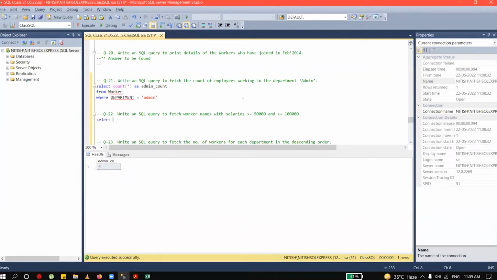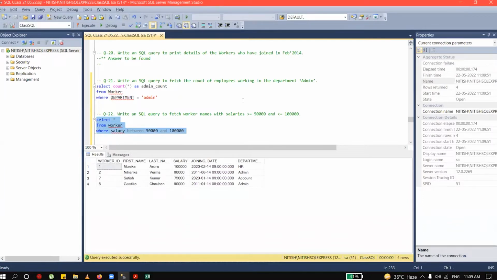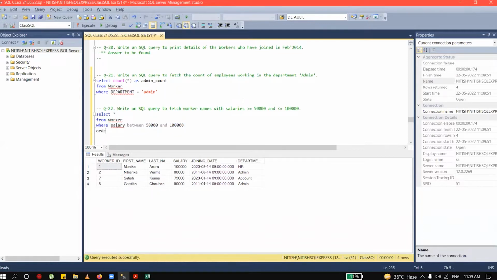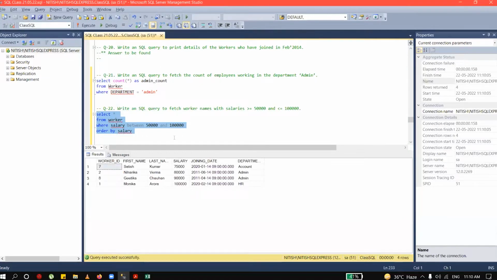Select star from worker where salary between 50,000 and 1 lakh. A total of 4 persons are there in the salary range. If you want to see it in order also, you can write here order by salary. So now I have sorted it for you. By default, whenever you do this, it will be in ascending order.